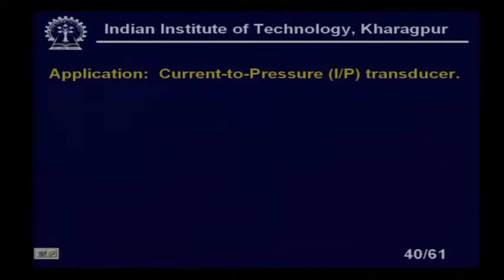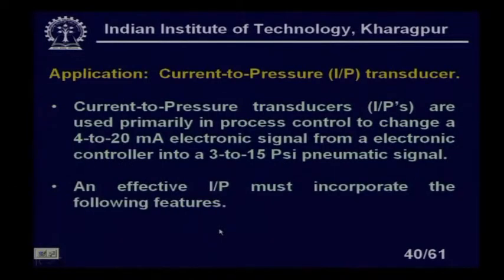Now, current to pressure converter, I to P converter, as I told you, is very widely used in industry. Current to pressure transducers are used primarily in process control to change a 4 to 20 milliampere electronic signal from an electronic control into 3 to 15 psi for a pneumatic controller.